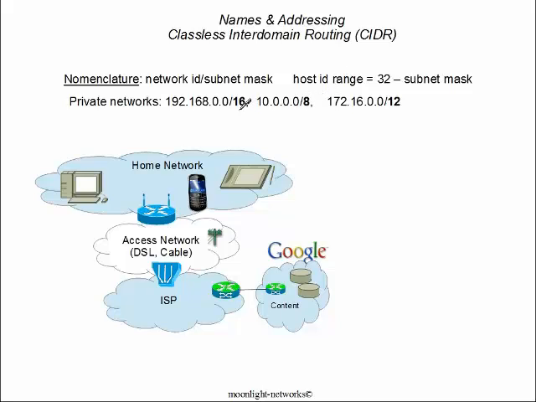So the 16 yields us about 65,000 host ID addresses, and the 24 bits yields about 16 million addresses that are available in this private address range. There's a final private address range shown here that's a slash 12. Now, there are four general categories of addresses.